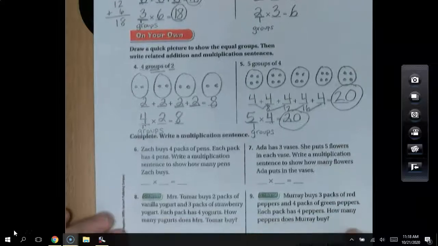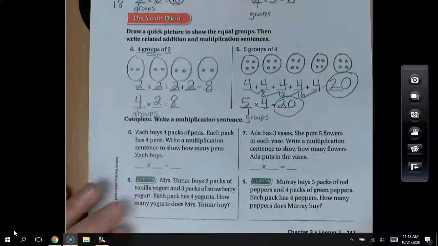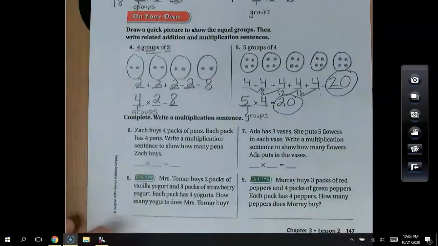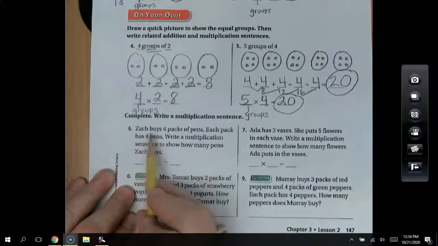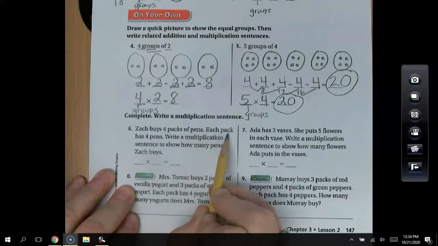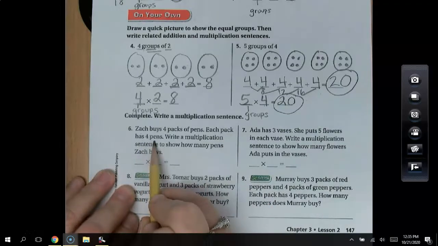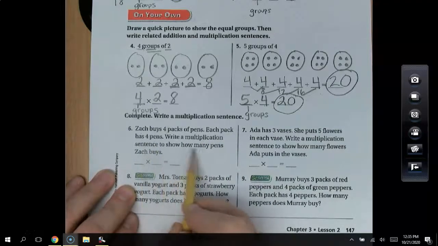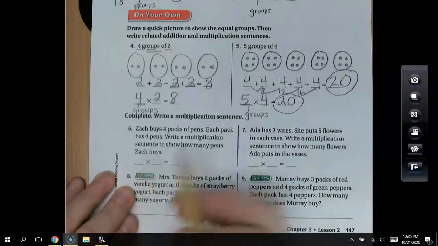Okay, let's look at number 6. Number 6, 7, 8, and 9 are all story problems. So let's see if we can figure out our story problem. Alright, so it says Zach buys 4 packs of pens. Each pack has 4 pens. Write a multiplication sentence to show how many pens Zach buys.